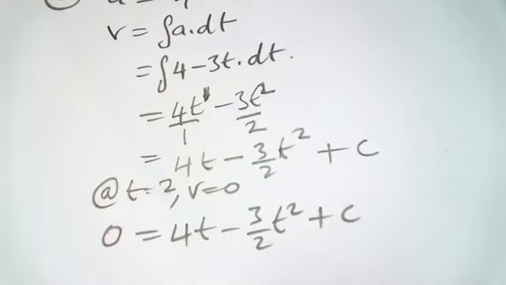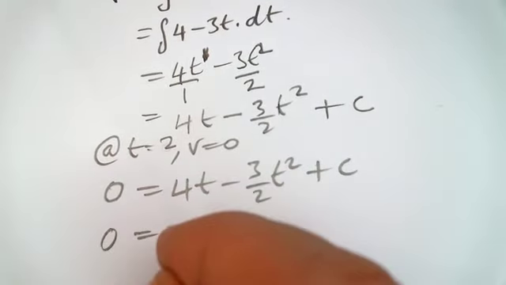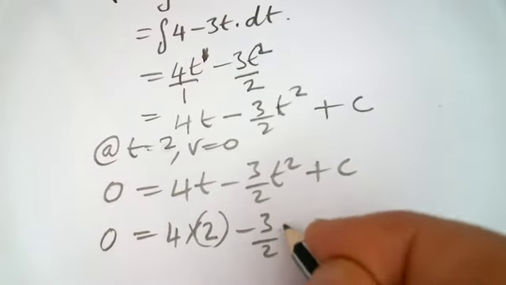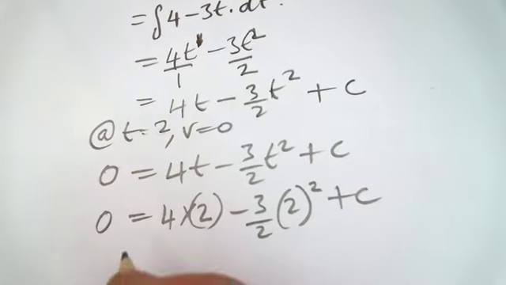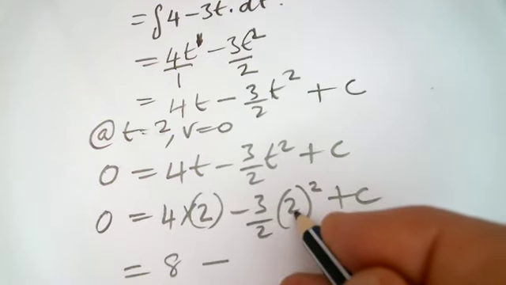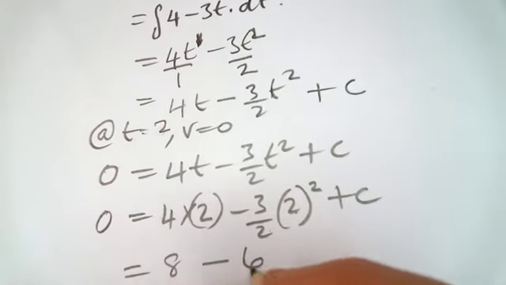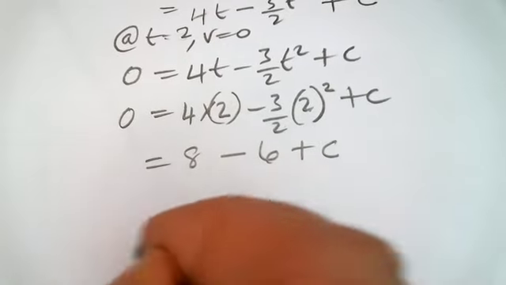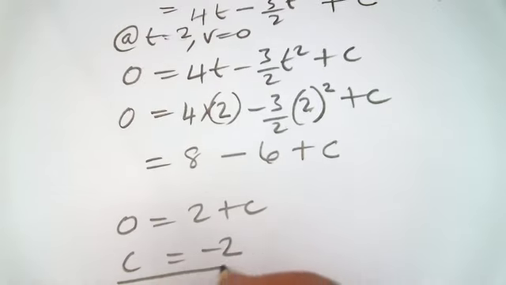Here we go. So now we've got 0 is equal to, and now we're going to be able to find the c value, because we've got 4 times 2, minus 3 over 2 times 2 squared, plus whatever our constant happens to be c. So it's going to be 8 minus, 2 twos are 4, times 3 is 12, divided by 2 is 6, so 8 minus 6 plus c. So this is 2 plus c equals 0, so c is equal to negative 2. So that's the value of c.